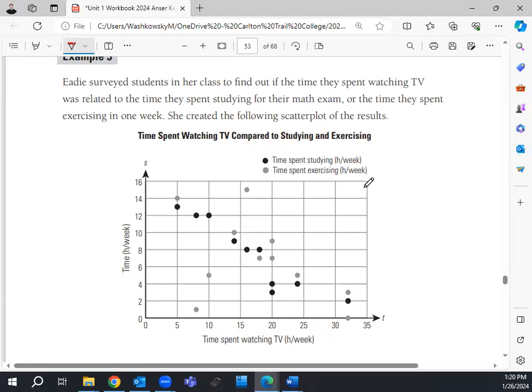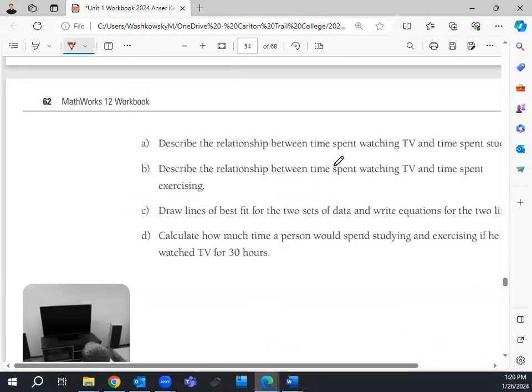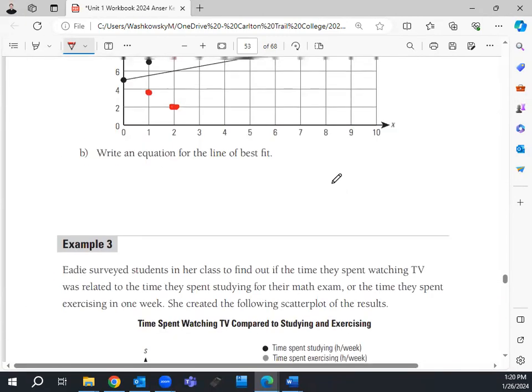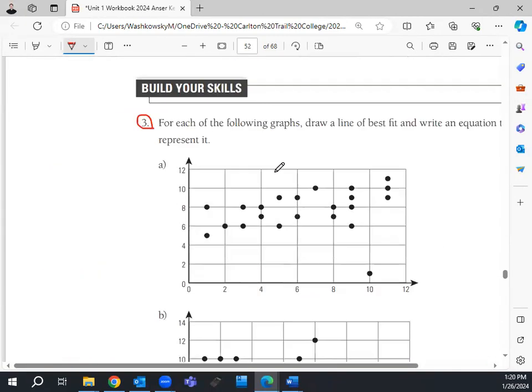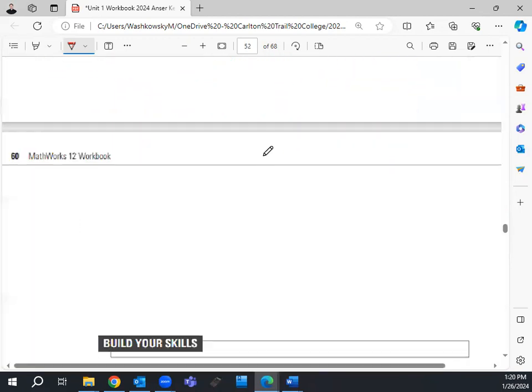That's the Tuesday. There's no class Monday. Every Carleton Trail professor is away that day. There will be no class Monday. So I'll just write down these instructions here. I'll put it right here.